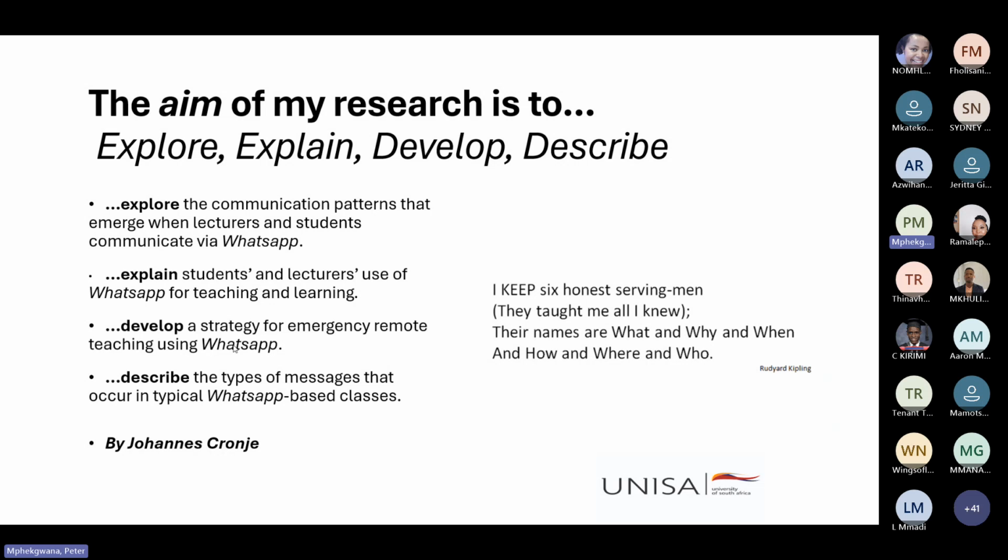Now, if you want to replace "develop" with these six question words, which one can we select? What, why, when, how, where, who? I think it will be who, maybe. Colleagues, do we agree? Who a strategy? Who a strategy for emergency doesn't fit well. Tate Madi?